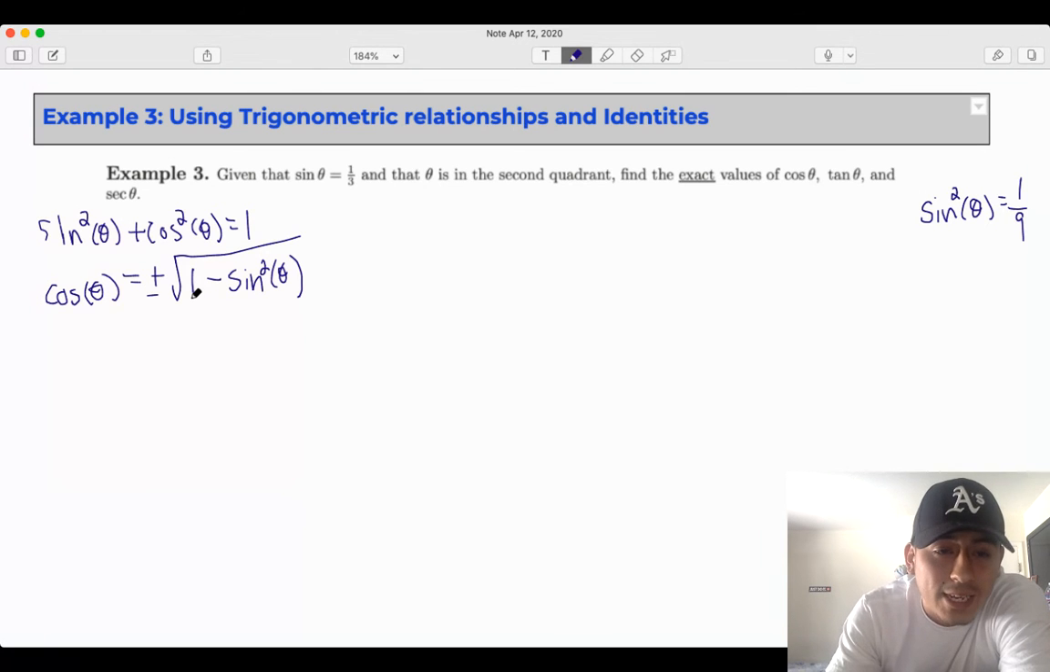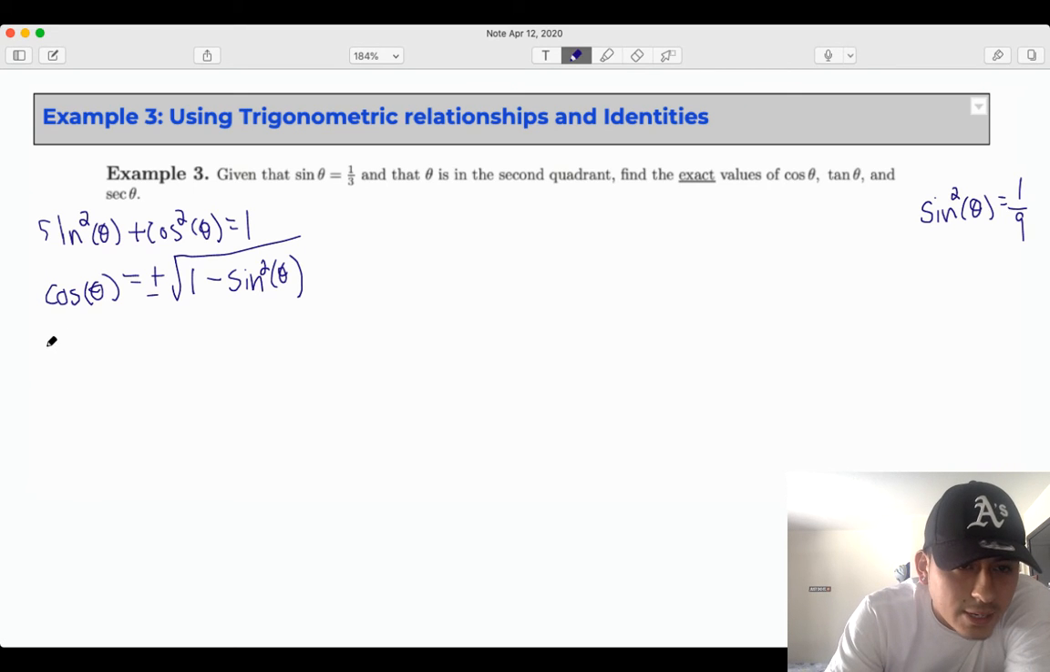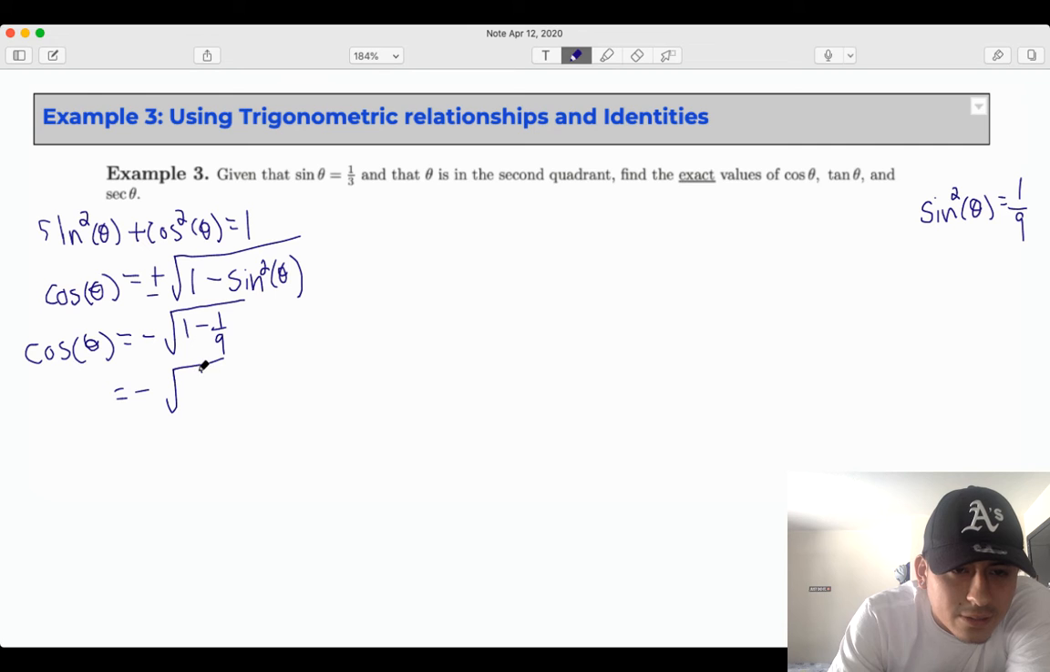Hopefully you selected the negative root, since we're in the second quadrant, where all our x coordinates are negative. So we want the negative version of this answer. Now I can plug in the value of sine squared into my expression, and I get negative square root of 1 minus 1/9. Then this is equal to negative square root of 8/9.